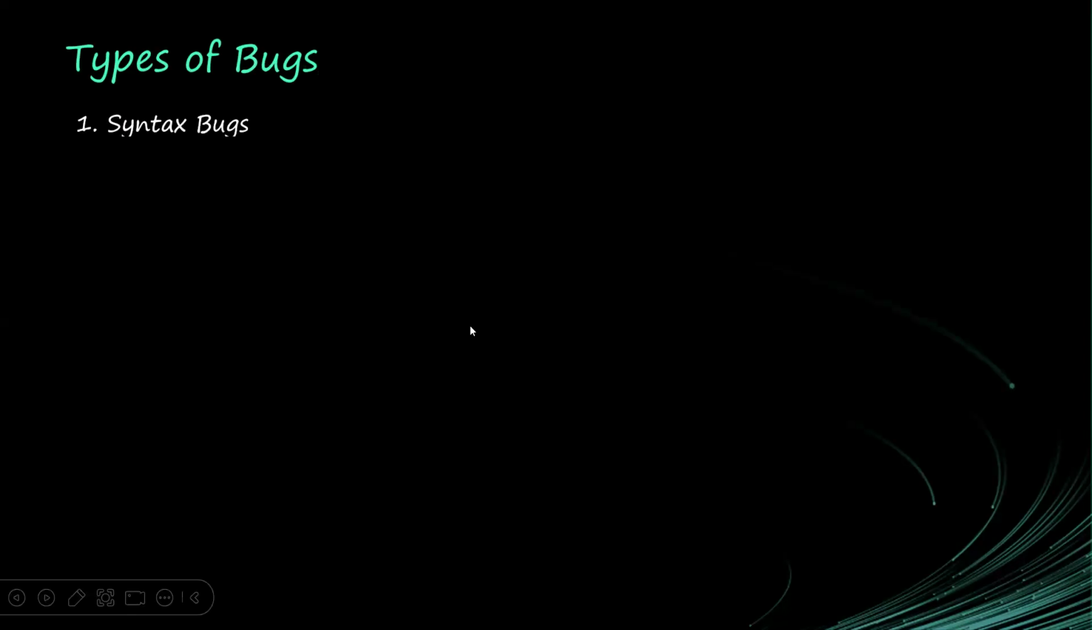So what are the types of bugs? We already know some of them. Most of the errors that we know are bugs.